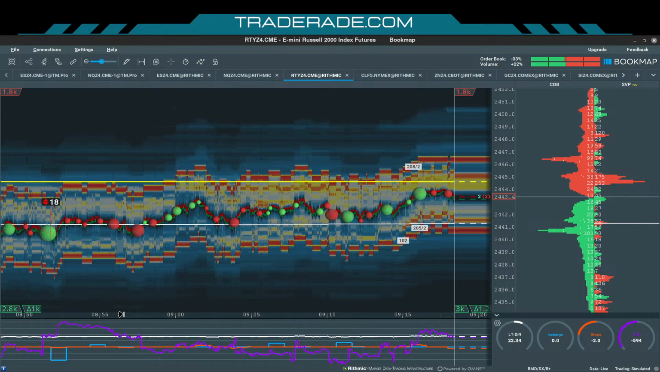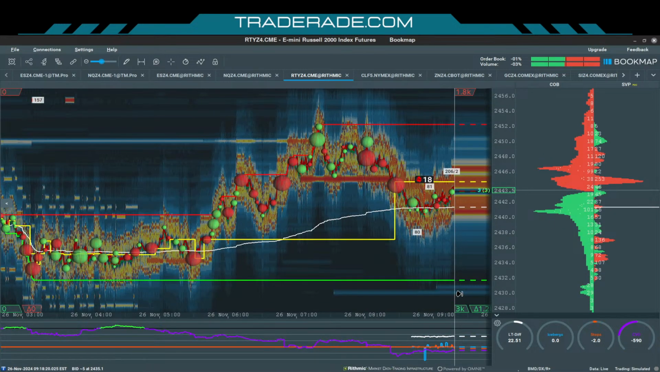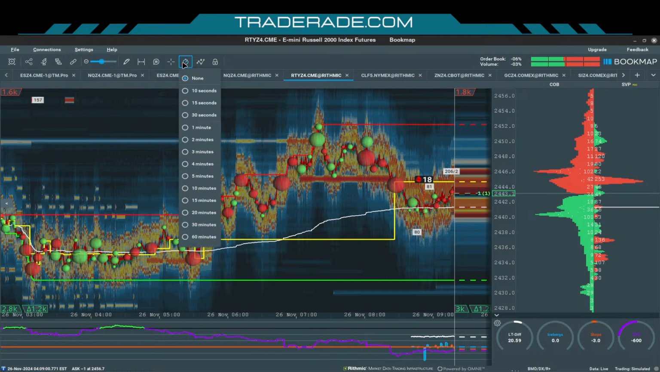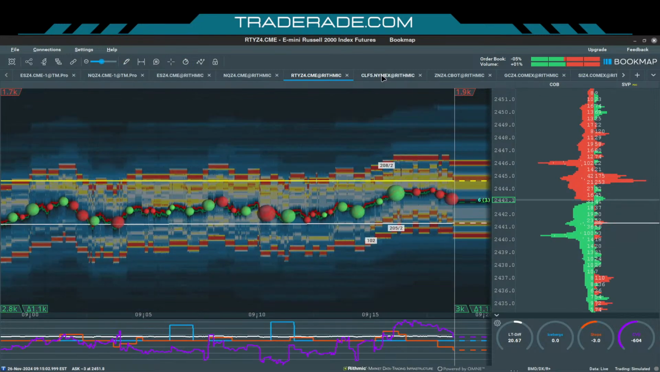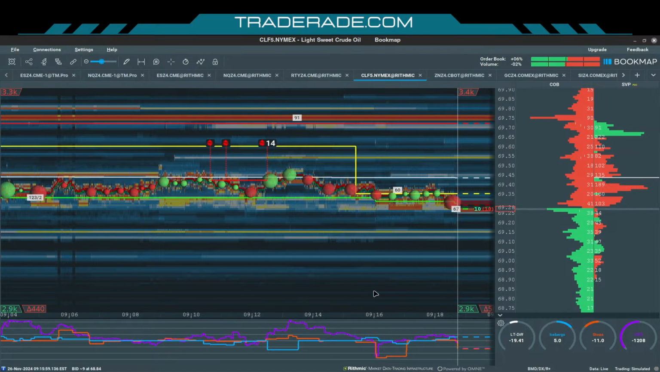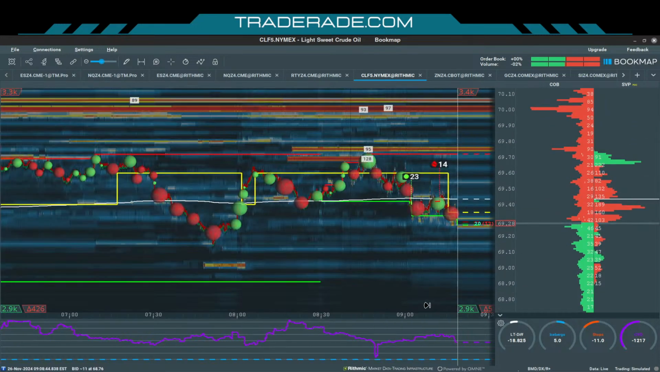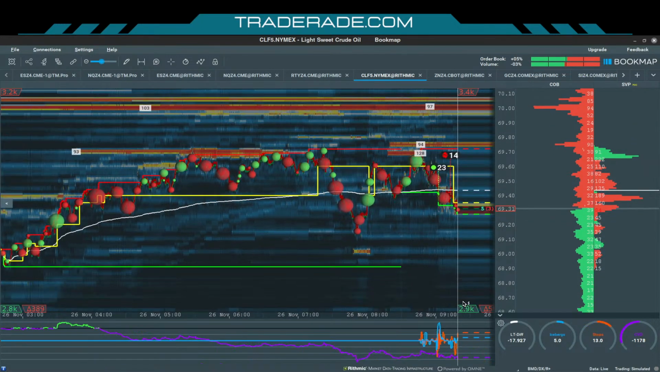Russell, somewhat similar look here. Maybe not quite as much enthusiasm right ahead of the open, but still a climb off those lows that started during the European session. But really, we saw that during the Asian session as well.